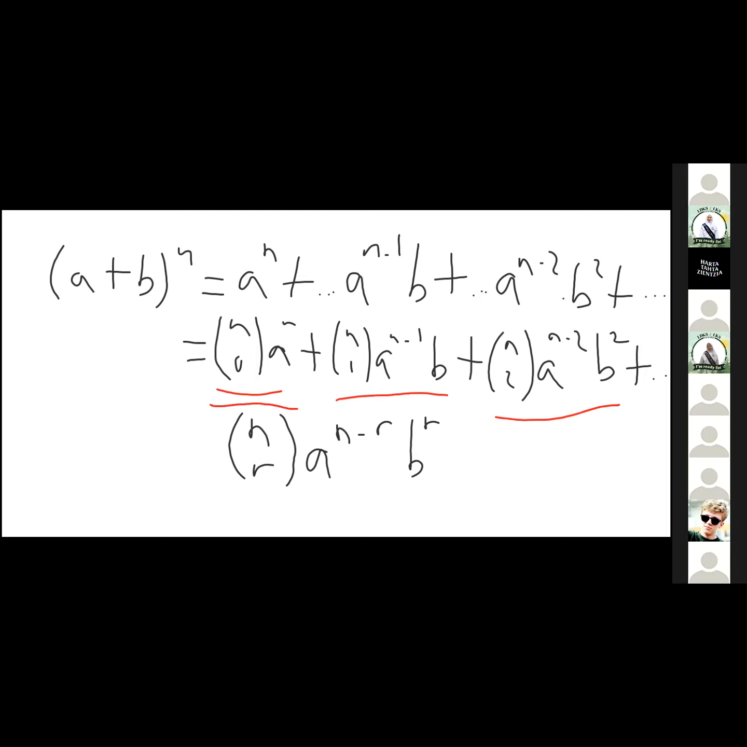Okay, so if you want to find a particular term, only one term, then you can just use this form, and then we find the value of r, so we can get the coefficient.